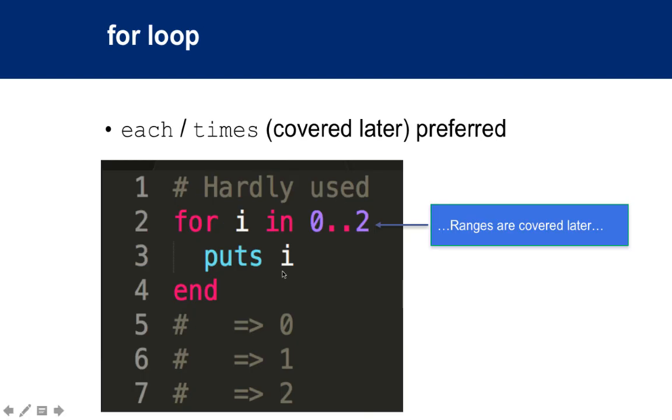Ruby does have a for loop, but it is hardly used. The things which are used much more often are the each and the times methods, which will be covered later.